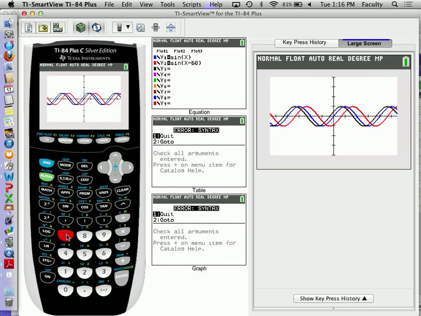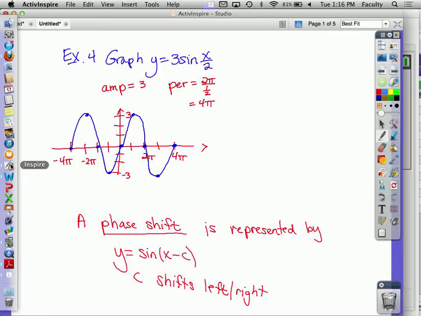Minus 60 moved it right 60. My x plus 30 moved it left 30. Also notice these are 90 degrees for tick marks. It's 90, 180, 270, 360, and so on. Okay, so that's what a phase shift is. That's your left and right.